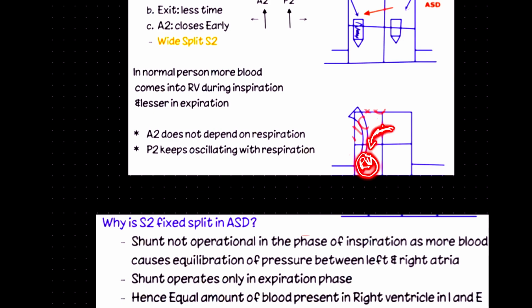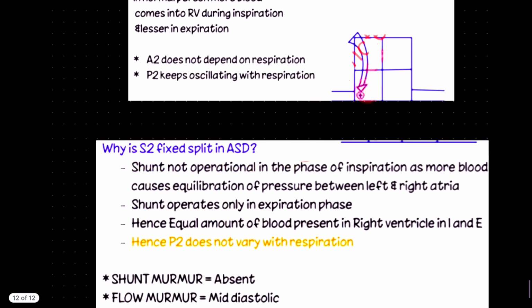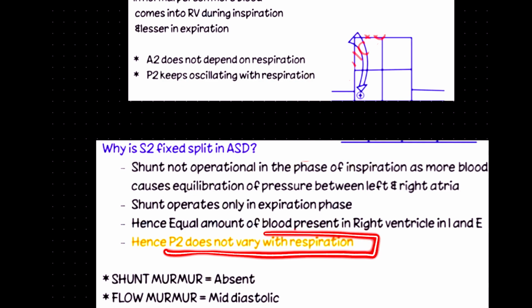and this right ventricle will also be contributed to by the blood brought from this atrial septal defect. So the shunt is not operational in the phase of inspiration, as more blood causes equilibration of pressure between the right and left atrium right here. The shunt operates only in the expiration phase, right? Hence an equal amount of blood is present in the right ventricle in inspiration and expiration. That means whether it is inspiration or expiration, the right ventricle will get an equal amount of blood, right? So hence P2 does not vary with respiration. That means there is a constant width between A2 and P2 in inspiration and expiration.